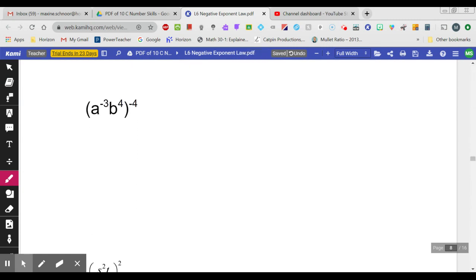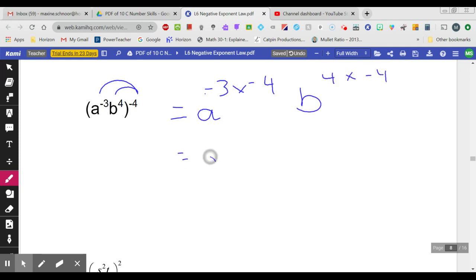Okay, so let's look at this guy. So again, this is a power rule. So everything is going to be affected by that power. So you're going to go negative 3 times negative 4. And then for the b, 4 times negative 4. So negative 3 times negative 4 is 12. 4 times negative 4 is negative 16.